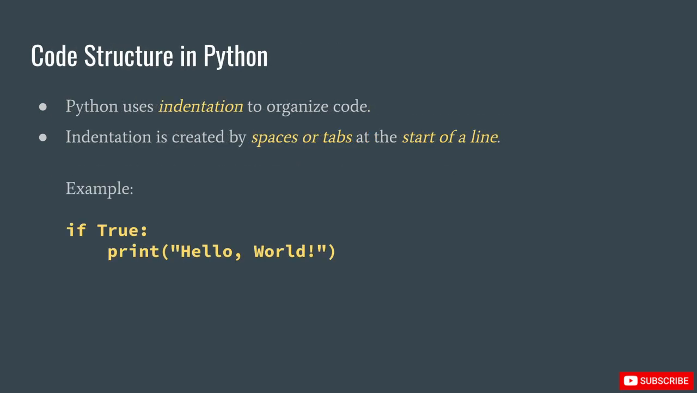Unlike other languages that use symbols to separate code blocks, Python uses indentation, meaning spaces or tabs at the start of a line. For example, when we write a condition, the lines within that condition are indented, letting Python know they belong together. This indentation makes the structure of the code clear and easy to follow.